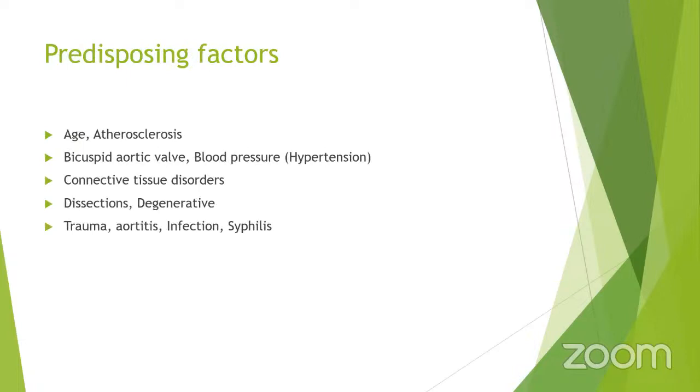Predisposing factors for developing aneurysms are A, B, C, D, E. A for age and atherosclerosis. B for bicuspid aortic valves and blood pressure, the hypertension. C for connective tissue disorders such as Marfan syndrome and Ehlers-Danlos syndrome. D for dissections and degeneration of the cystic media. E for emergency trauma, aortitis, infection, and syphilis.